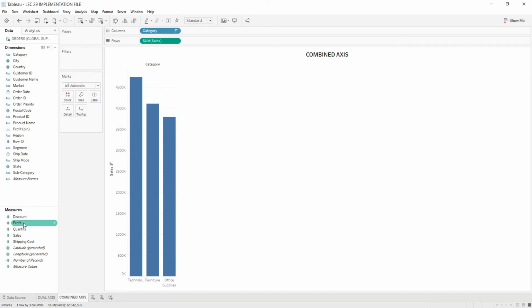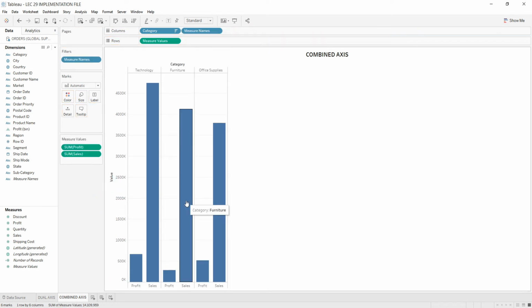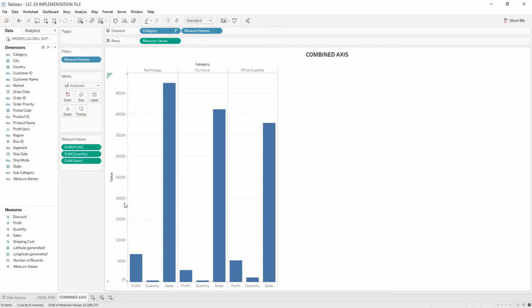Now if we want to compare profit also in this chart, then drag Profit and keep it over the left side of the view, and a combined axis chart would be created where the measure values are shown at the left side of the view and the bars are drawn for all such measures together in the same plane. A combined axis chart can compare n measures together. Hence, if the next measure, Quantity, is kept again over to the left side of the chart, then a third measure would be added in the chart and would compare the values for all these measures.